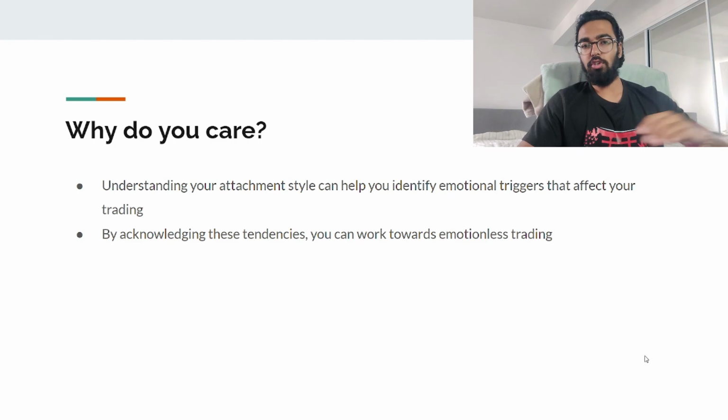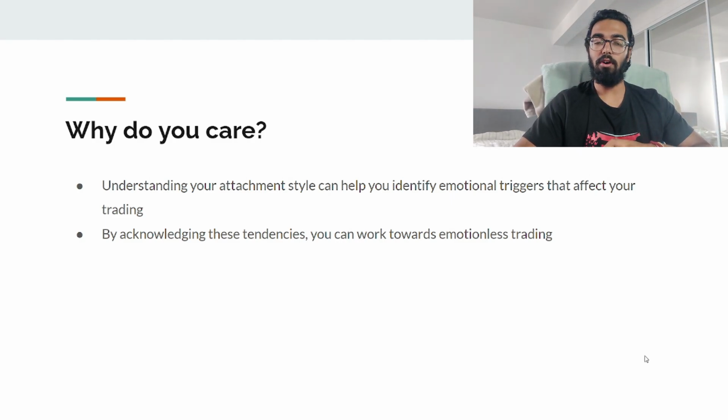So, why do you care? Why do you care what attachment style you are? Well, understanding your attachment style can help you identify emotional triggers that affect your trading. So, by acknowledging these tendencies, you can work towards emotionless trading.